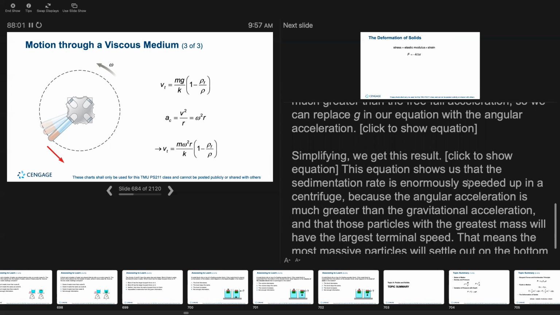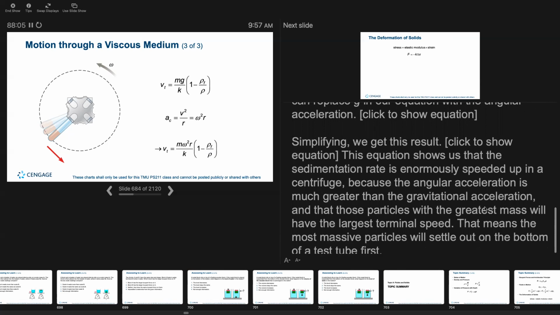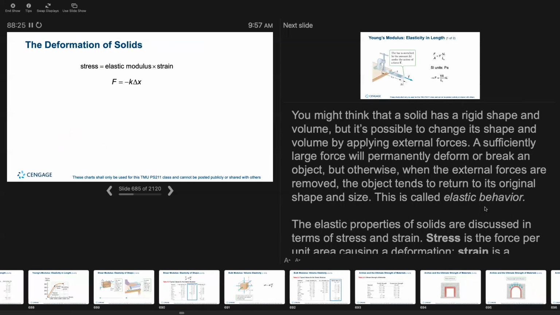The equation shows us that the sedimentation rate is enormously sped up by a centrifuge because the centripetal acceleration is much greater than the gravitational acceleration, and those particles with the greatest mass will have the largest terminal speed. That means that the most massive particles will settle out at the bottom of the test tube first.